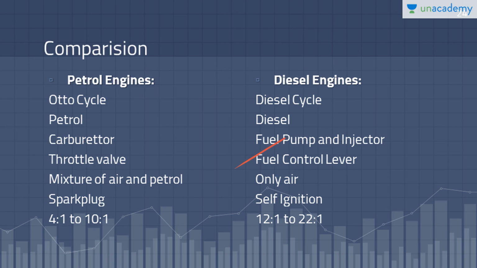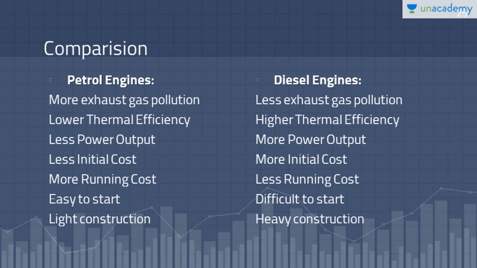The charge contains a mixture of air and petrol, whereas diesel engines contain only air. The ignition of charge is by means of a spark plug in petrol engines, whereas in diesel engines it is self-ignition, and the compression ratio will be around 4:1 in petrol and 12:1 to 22:1 in diesel engines. The exhaust gas pollution will be more in petrol engines, whereas in diesel it will be less. The thermal efficiency will be low in petrol as well as more in diesel, and the initial cost also will be low in petrol as well as more in diesel.